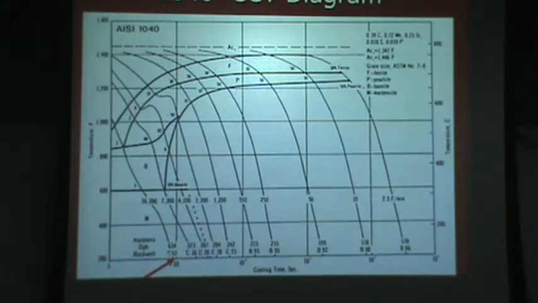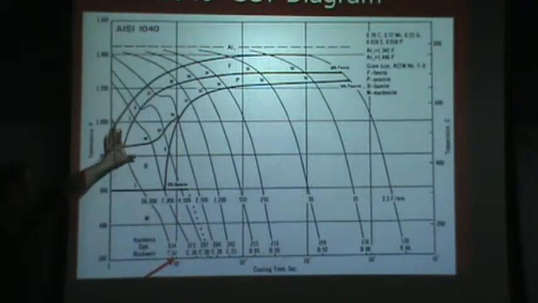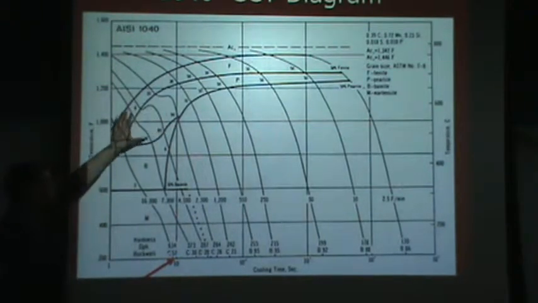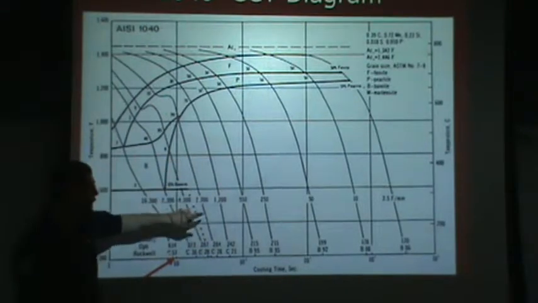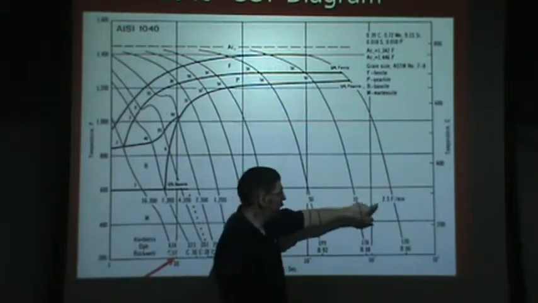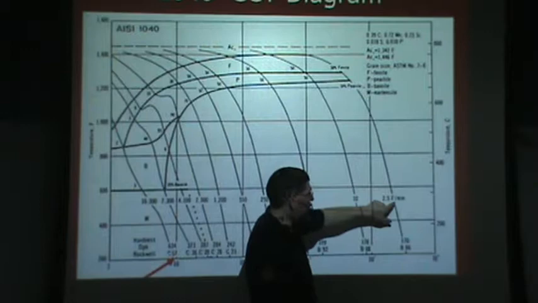So here's one for grade 1040. This is a plain carbon steel, about 0.4% carbon. You can see here, again, this is going to show you the pearlite. This would be your pearlite or bainite nose here. And then you have all of the different cooling curves. And here, you'll notice they've assigned this so many degrees Fahrenheit per minute.